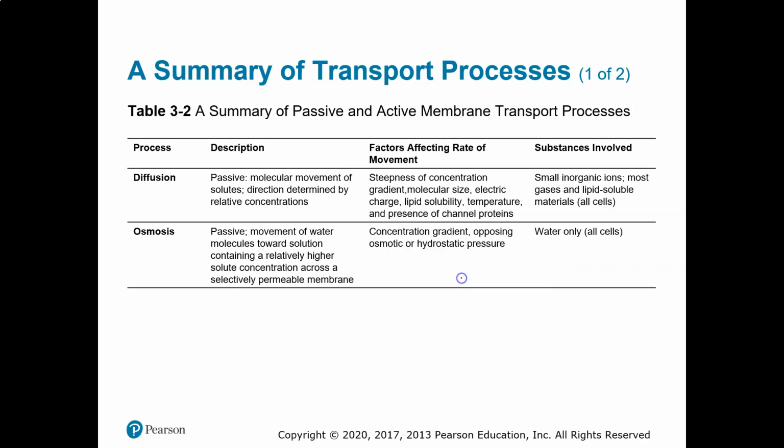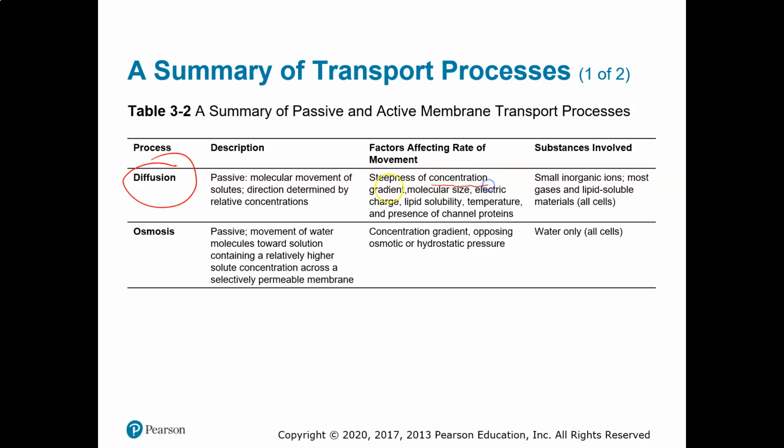All right, so the different processes are listed on the left, starting with diffusion. The description is that diffusion is a passive process. Solutes move down their concentration gradient from where their concentration is high to where their concentration is low. The factors that affect the rate of movement is the steepness of the concentration gradient.